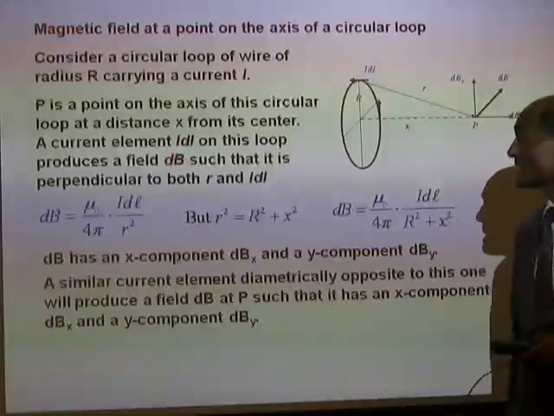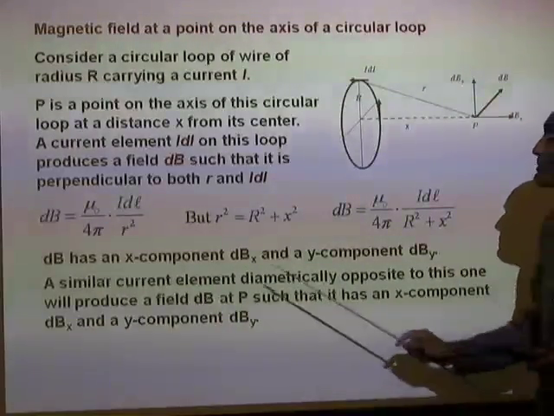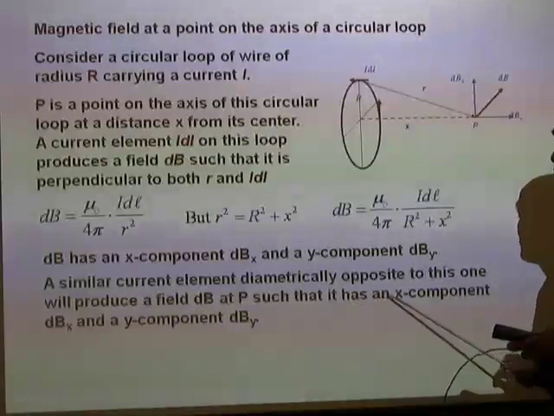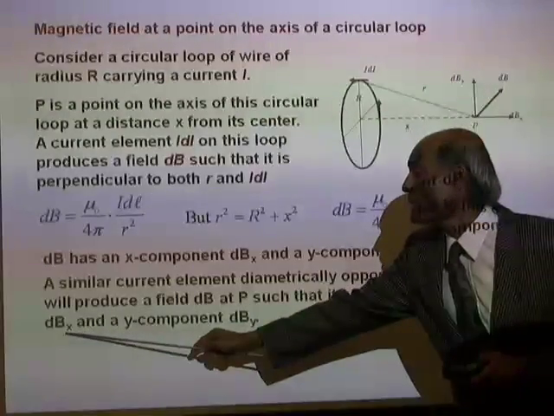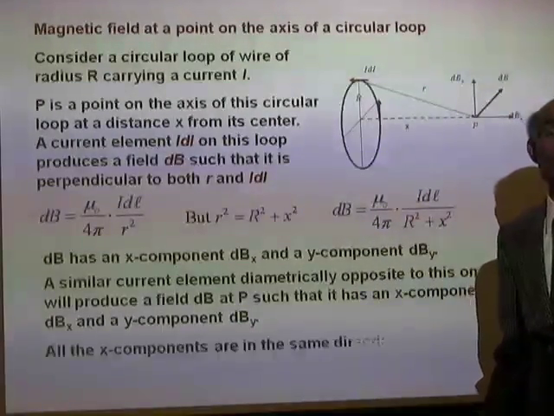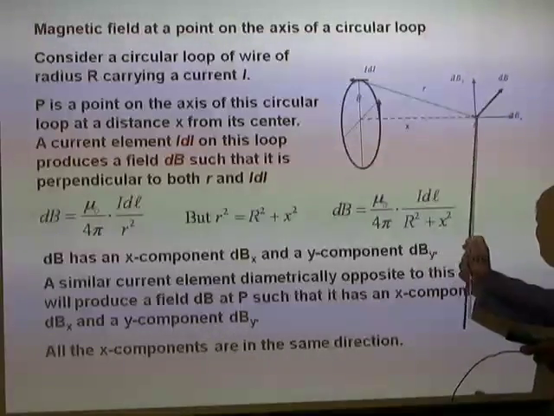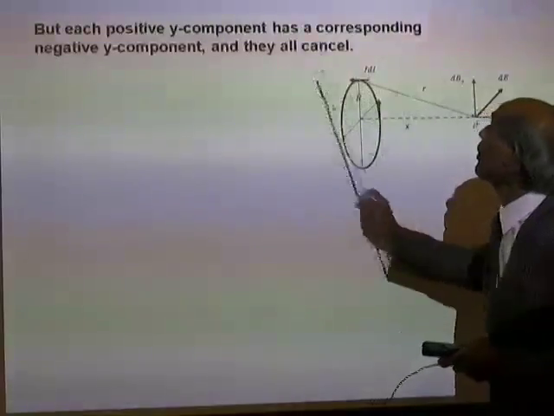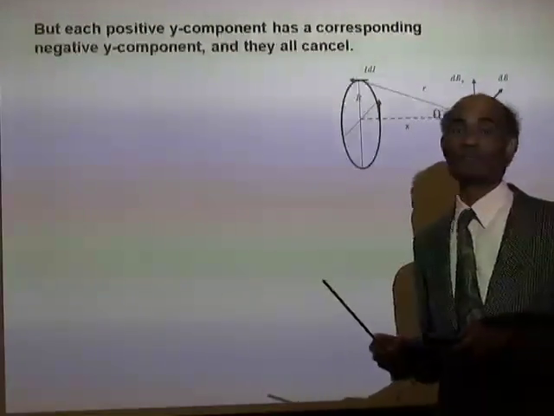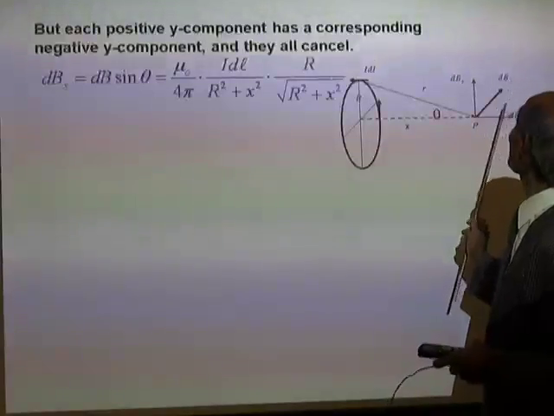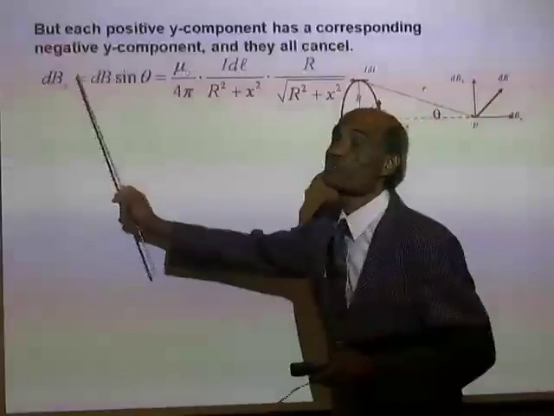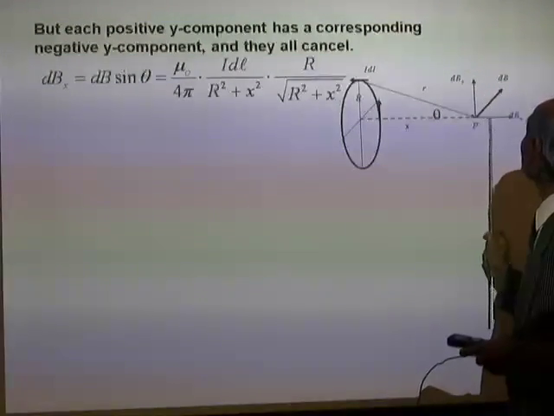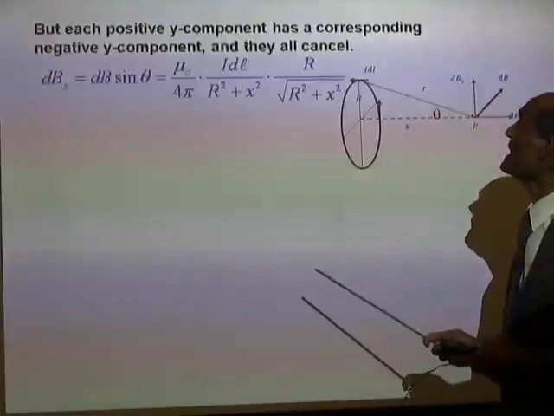Alright, so a similar current element diametrically opposite to this one will produce a field dB at P such that it has an x component dBx and a y component dBy, and all the x components are in the same direction, but the y components will all cancel. They will not survive. And so we need only worry about the x component, which is dB sine theta. If this angle is theta, the x component will be dB sine theta.